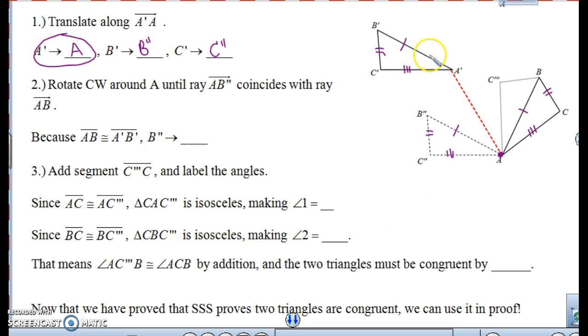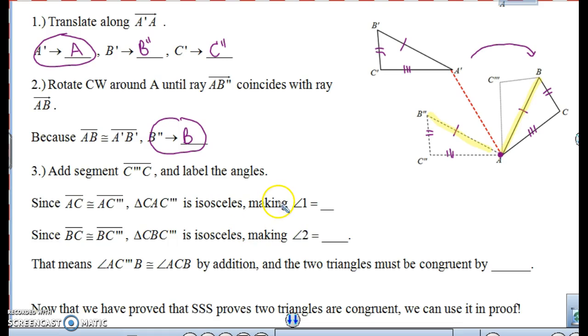Now, like we did with the previous ones, we're going to rotate clockwise around A. So we're going to take this triangle right here, and rotate it clockwise, like this, until ray AB prime, this ray right here, coincides with ray AB. So until this ends up over here. Remember that we know that AB double prime is going to be the same length as AB because we were given that A prime, B prime and AB are congruent. So since AB is congruent to A prime, B prime, that means B double prime will be equal to B. So now we know that A corresponds to A, B corresponds to B. There's the two points of the triangle.